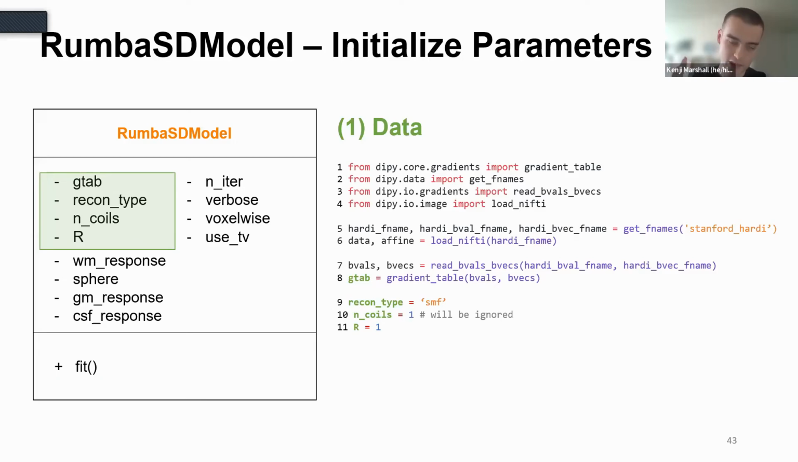So to start, we have to initialize our data parameters. Here we load in the Stanford-Hardy dataset in Dipy. This is a single shell dataset. We can initialize our gradient table GTab on line 8. We can then initialize our parameters about our scanner from lines 9 to 11. So we set our recon type to SMF. Here we set number of coils to 1, but like I said earlier, this is ignored in the SMF case. You can just leave this as the default value in the constructor. And we set our acceleration factor to 1 as well.